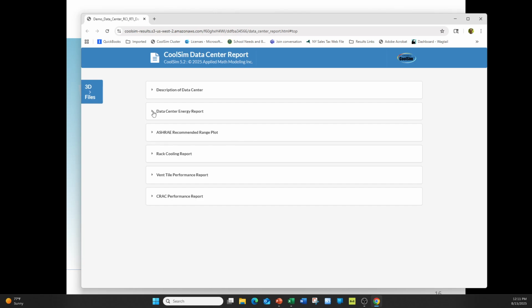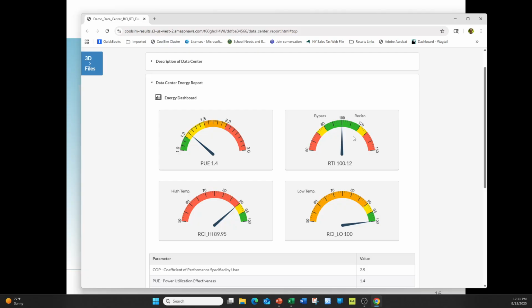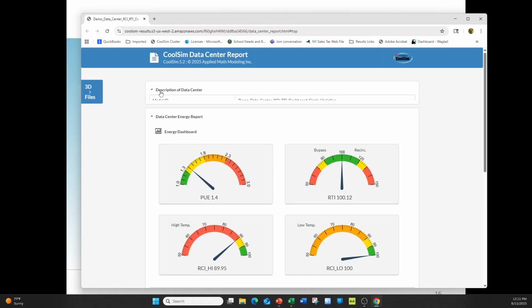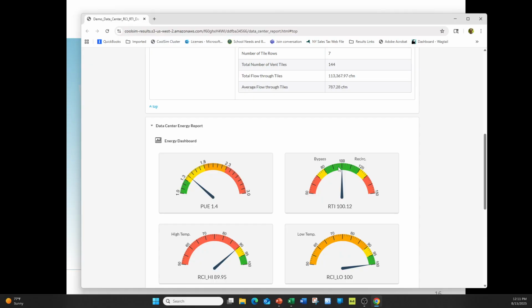Let's first take a look at the data center energy report. You notice the RTI, this is a Department of Energy parameter. RTI is 100. That means that it's supplying exactly enough air to meet the demands of the racks and no more. So if we look up here, we can see that the supply airflow is actually 115,212. The demand is 115,350. So they're just about spot on. That's perfect. You can see here that it's at 100.